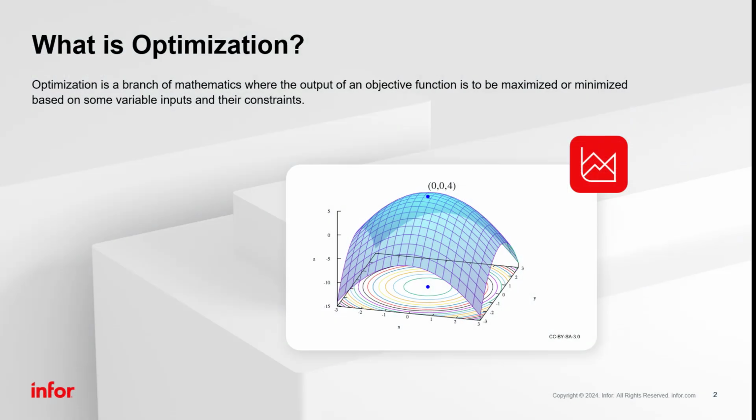Optimization problems typically have some constraints, as well as a well-defined objective function, and aim to find the particular set of inputs that will either maximize or minimize that objective.